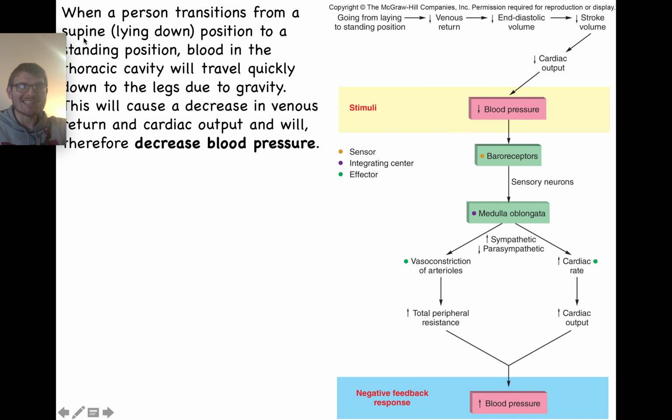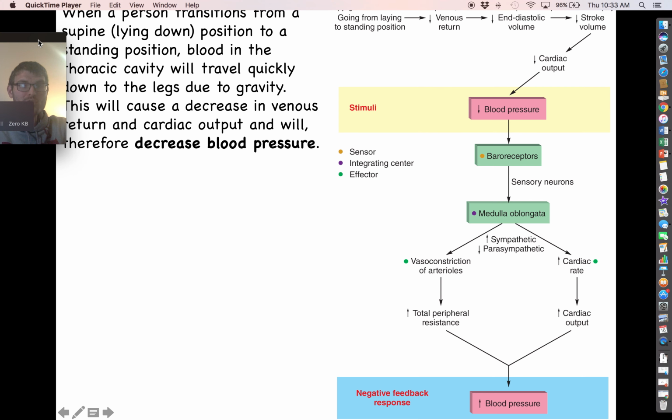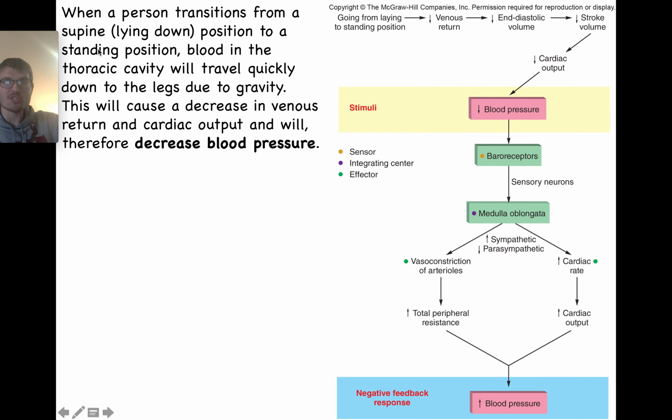So just as an example, for a situation that I think all of us are familiar with, it says here, when a person transitions from a supine or lying down position to a standing position, basically we're saying that, I think I've asked you all this when we were still meeting face to face. Have you ever gone from lying down in bed and you get up too fast and you feel kind of dizzy, you feel kind of woozy?